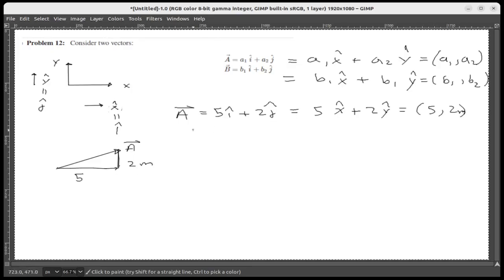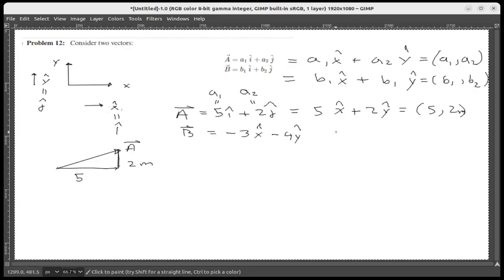And then let's say the vector B. What would this mean? This would mean that this is A1 and this is A2. So in this case, A1 would equal 5, A2 would equal 2. And now let's pick something else for B. Let's pick minus 3 x hat minus 4 y hat for the B.